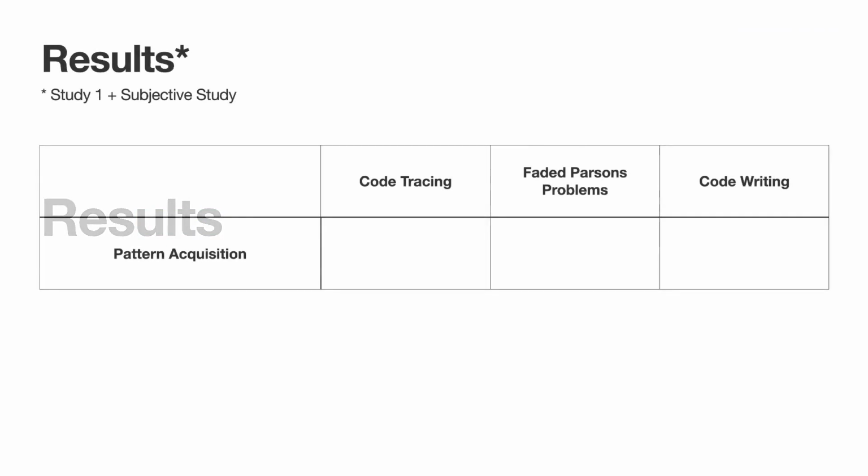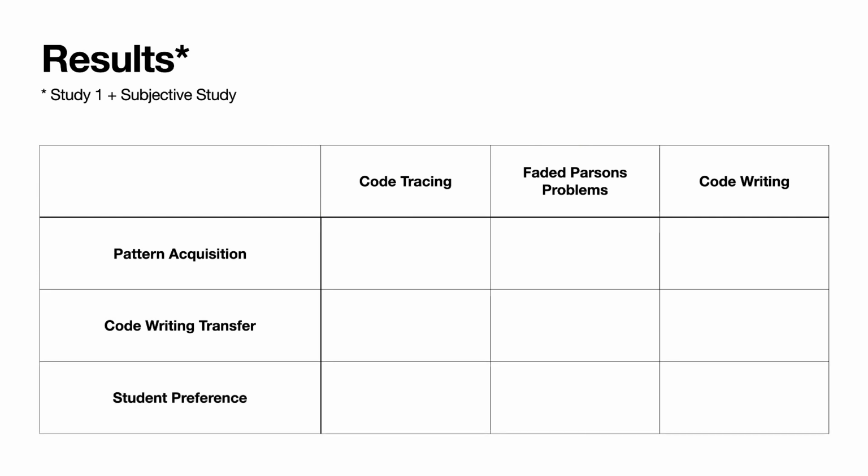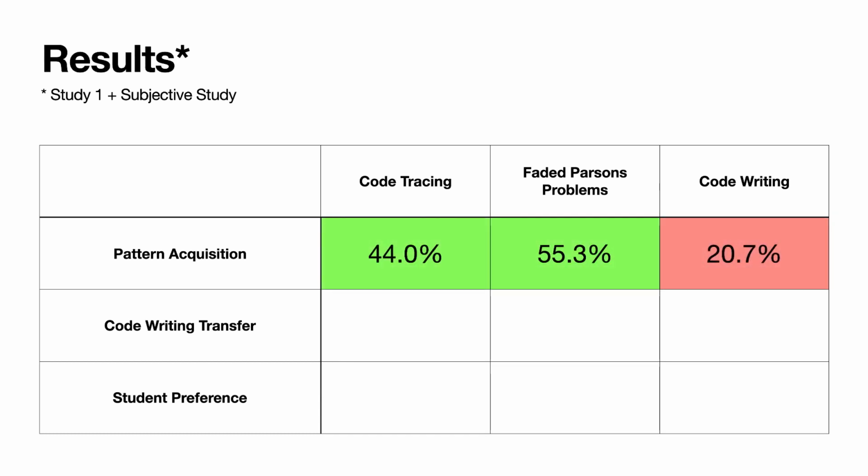In our study, we explored which of these interfaces were effective at teaching patterns, which provided effective practice for eventually writing code, and explored student perception of Faded Parsons Problems. More detailed results can be found in the paper. For teaching patterns, we found that both Faded Parsons Problems and code tracing exercises are more effective than code writing exercises. Both are more likely than code writing to expose students to the pattern as they solve the exercise.